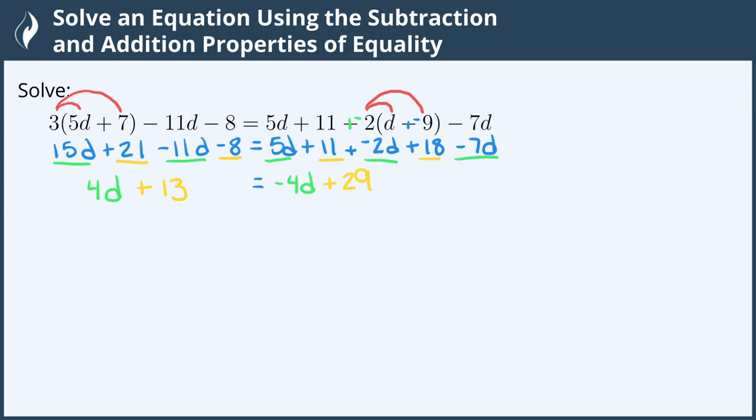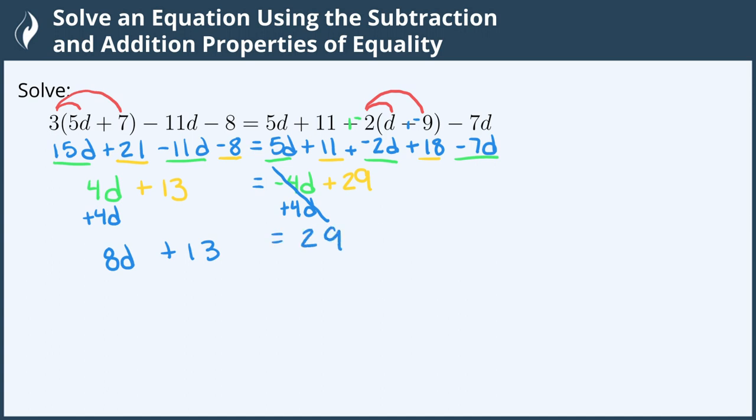Now we can combine all like terms with the variable on one side of the equation and all of the terms without a variable on the other side, and we can pick whichever one. I'm going to go ahead and move all of the terms with variables to the left side. To do that, we need to add 4d here so that it cancels on the right, but we have to do the same thing on the left side to keep the equal sign balanced. Minus 4d plus 4d cancels. And then on the left side, 4d plus 4d gives us a total of 8d. And we still have the 13 and the 29.